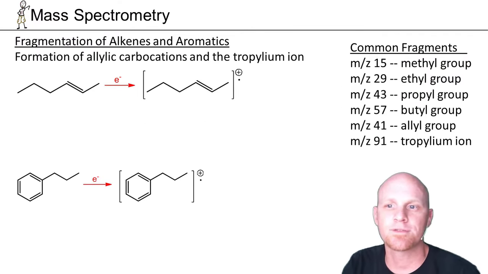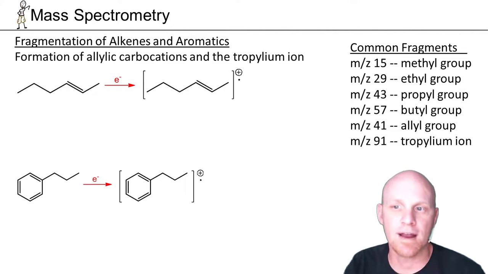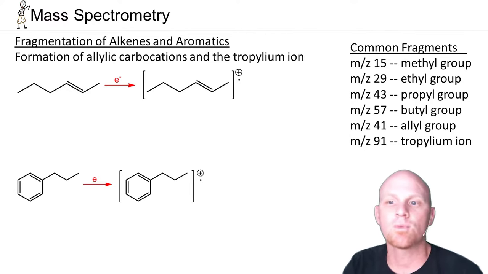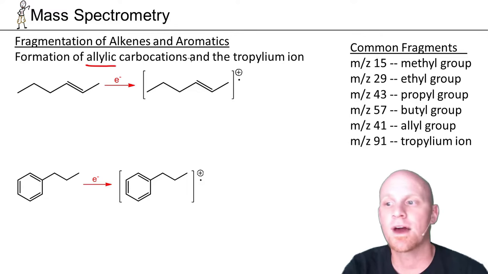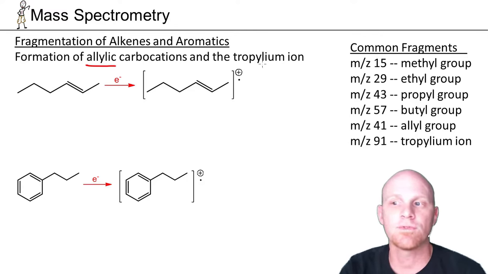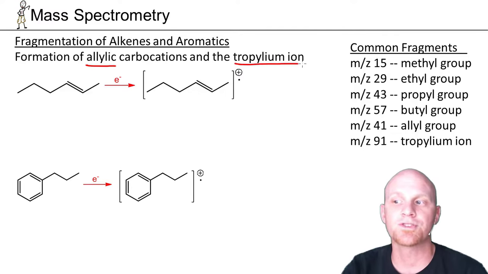So here we're going to take a look at the fragmentation of both alkenes and aromatics, because they both commonly form resonance stabilized carbocations. In the case of an alkene, they'll form an allylic carbocation, and in the case of an aromatic, they'll often form what looks like it should end up being a benzylic carbocation, but it rearranges and forms what's called the tropylium ion. We'll see that as well.